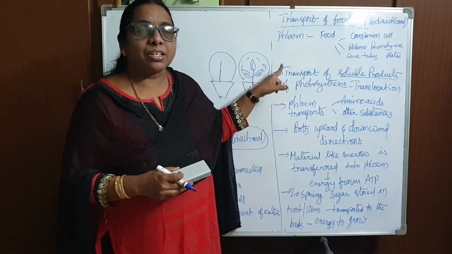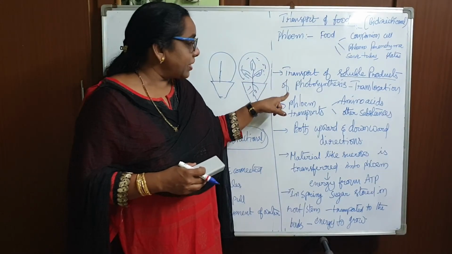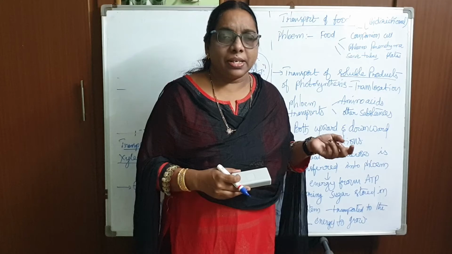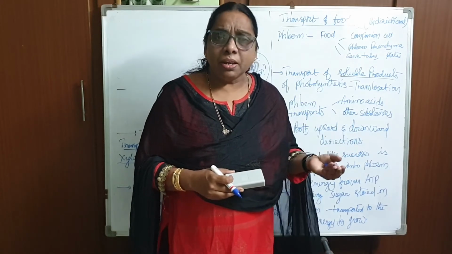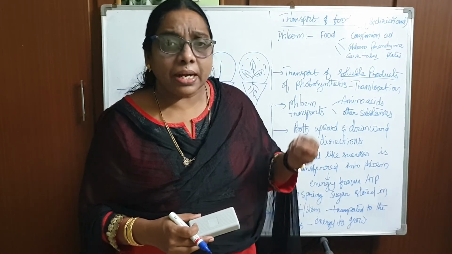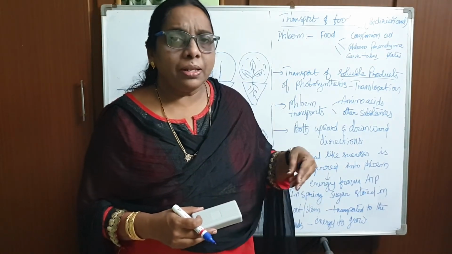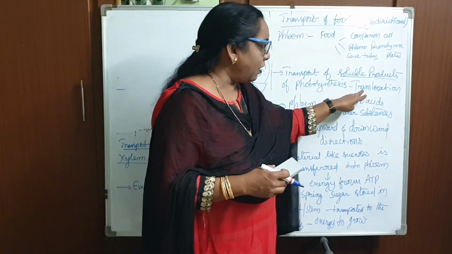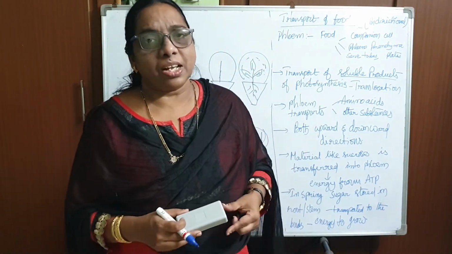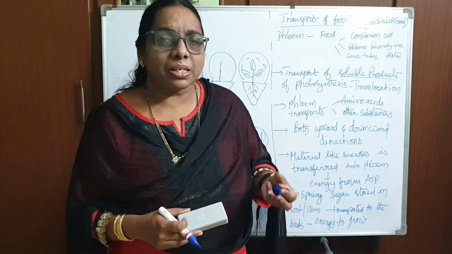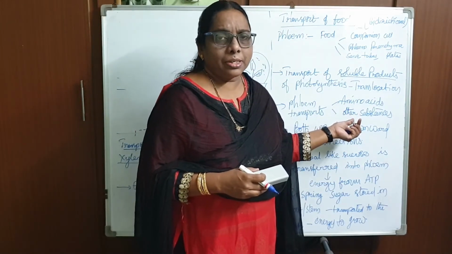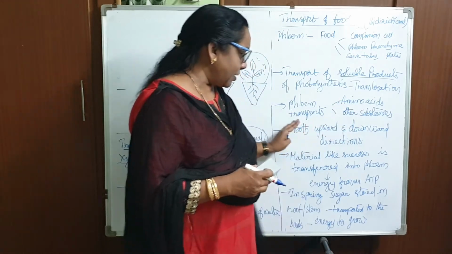Translocation is nothing but the transportation of soluble products of photosynthesis. What are the products of photosynthesis? Carbohydrates. Carbohydrates are stored in the form of ATP or starch content, and that has to be supplied to all the parts. That method we call translocation. Not only that, the phloem also transports some amino acids and other substances, in a soluble way only.